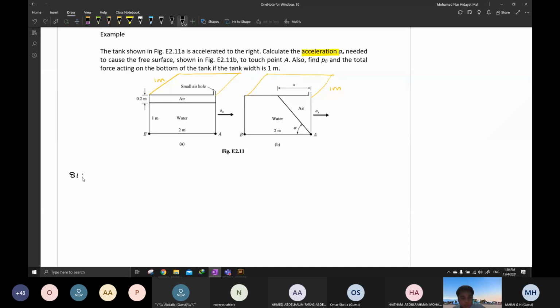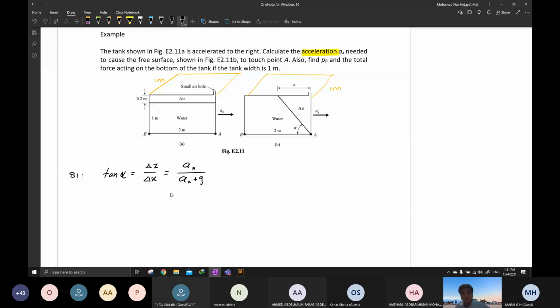Step 1. What's the formula that we're going to involve? Definitely tangent alpha equals, can you help me? Delta Z over delta X equals, in terms of acceleration, the top one will be AX and the bottom one will be AZ plus G. Remember, we have the gravity, accelerating gravity, so we need to include that.